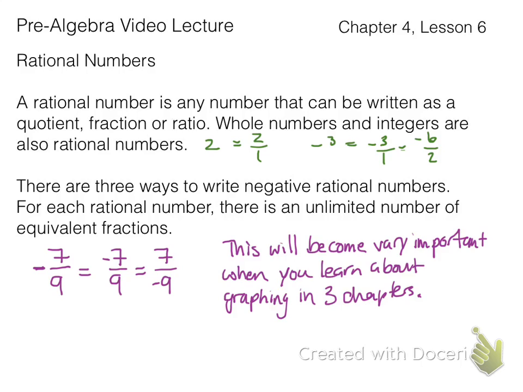And this is going to become very important when you have to do graphing in chapter 3, or in 3 chapters, not chapter 3, because that would have been last chapter, but around chapter 7, you guys are going to have to do some insane graphing. And this idea, that the negative sign can be in several different places and still be the same thing, will be very important. Okay, so equivalent fractions, rational numbers, there you go.